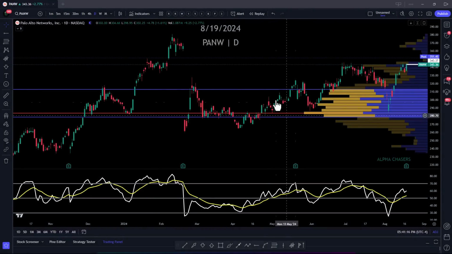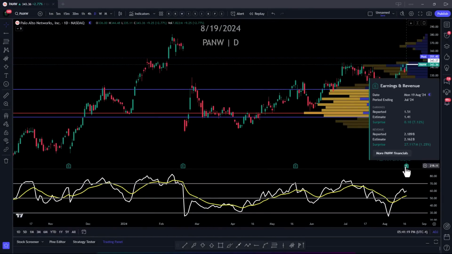Now, after hours, PANW came out with earnings. We're going to go through a couple names here real quick. But PANW came out with earnings, and they were decent. They weren't great, but they were decent.